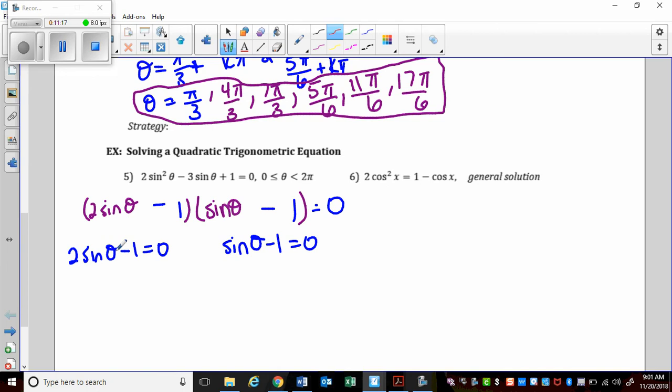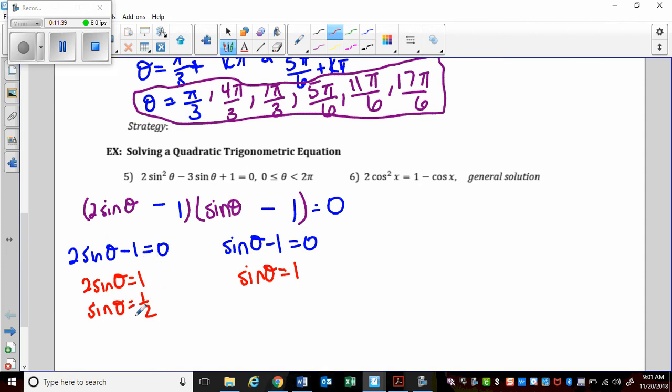And then we're just solving this like normal. We're adding the 1 over. So I have 2 sine of theta equals 1. And then I also have to divide by 2, so sine of theta equals 1/2. For the other one, I'm adding the 1 over, so sine of theta equals 1. When is sine equal to 1/2?